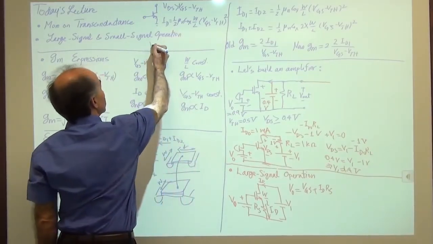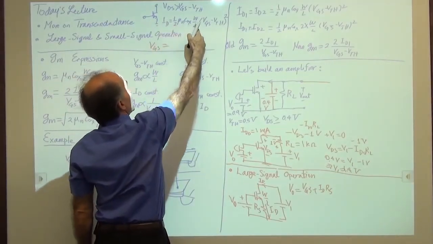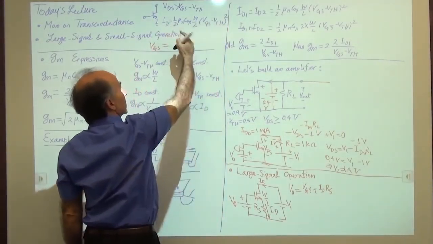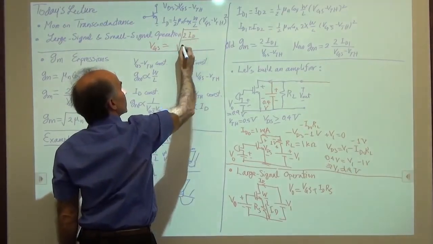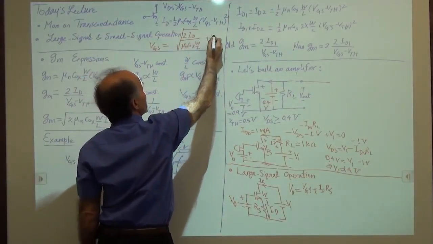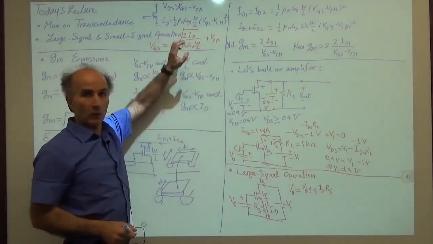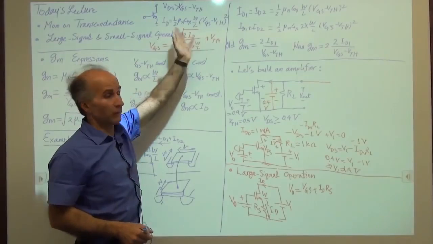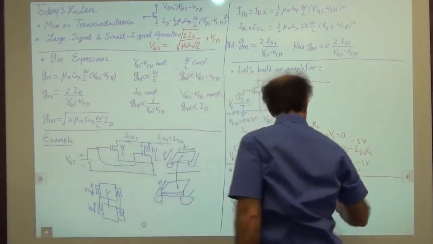In fact, this is something good to know. VGS is equal to what? We multiply by 2, divide by mu n C ox W over L, and then take the square root, and then bring the threshold to the other side. So we have the square root of 2 ID over mu n C ox W over L, and then plus VTH. That's a good equation to remember. Previously, we always found ID in terms of the overdrive. Now we find VGS in terms of everything else. So let's go ahead and plug that in here, see what happens.